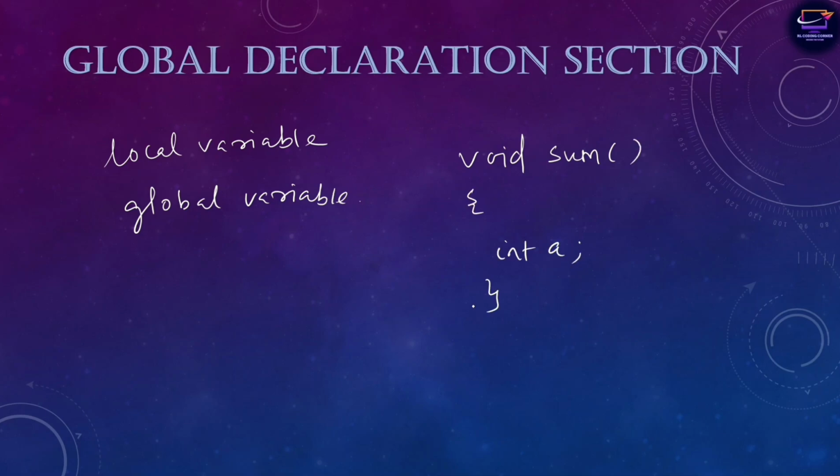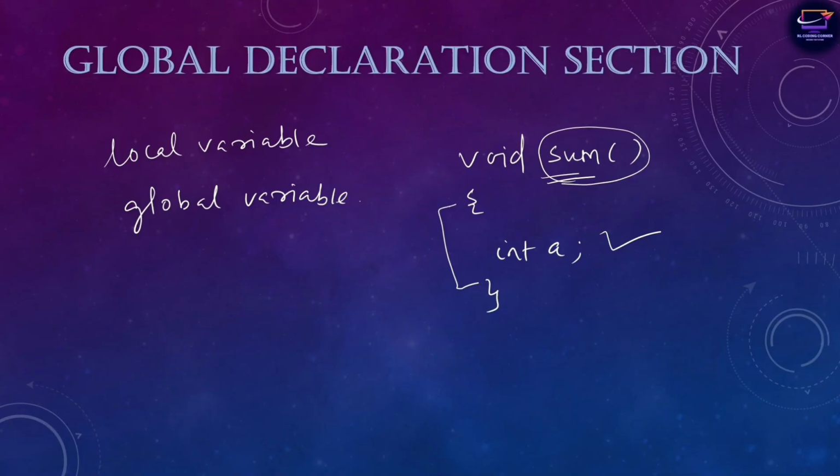We will discuss later why we use void and curly braces, but for now, I have normally written a small normal syntax: void sum, then int a. So void sum, and suppose I am declaring a variable a. Here void sum is the function name and this is a variable a. So a I can use within this function, only within this sum function, right? So this a variable I cannot use in any other function.